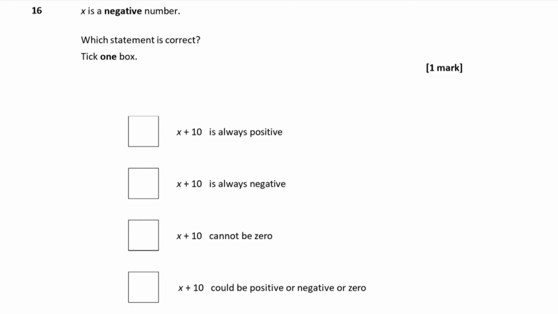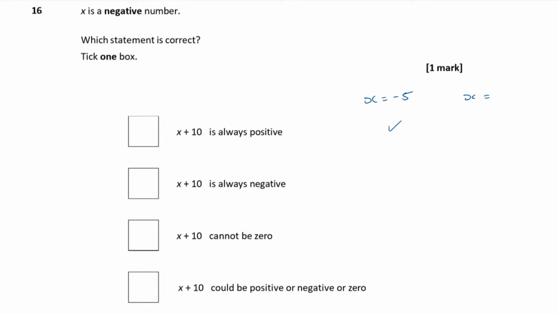Question 16. X is a negative number. Which statement is correct? Tick one box. The first box says x plus 10 is always positive. Well, if x was, let's say, negative 5 and I added 10 to it, I'd get 5, and that is positive. So that would be true.